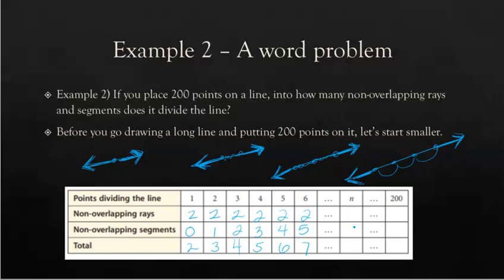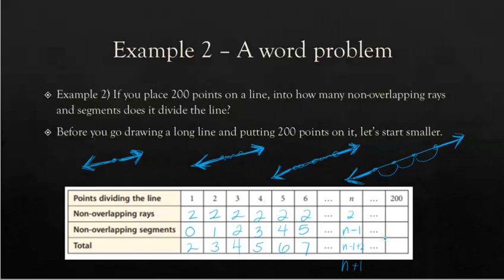So what do I think that this is going to be? What is my pattern for n? Well, no matter how many dots, I'm going to have 2 rays. And I have 1 less segment than I have dots. So n minus 1. So what's my total? My total is n minus 1 plus 2. So really that comes down to n minus 1 and plus 2 is going to be plus 1.